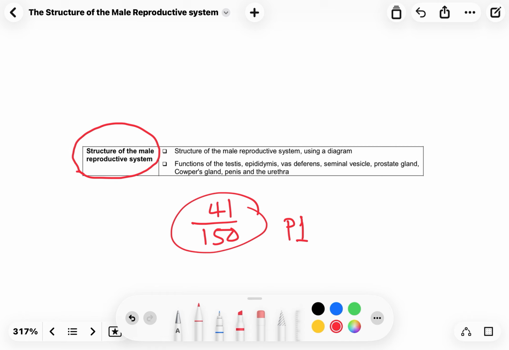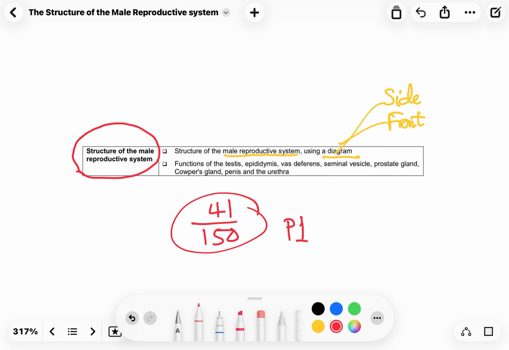Before we dive into this structure, let us go back to the examination guidelines. Your examiner expects you to know the structure of the male reproductive system using a diagram. And this diagram can be presented as a side view or a front view. My advice would be familiarize yourself with both views of this structure so that you are safe for the exam.